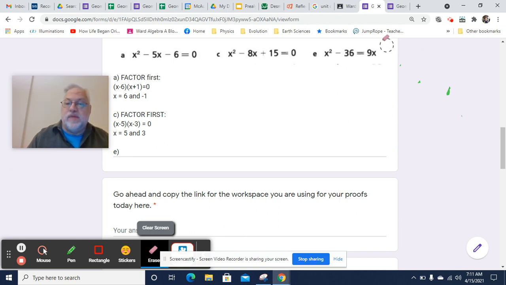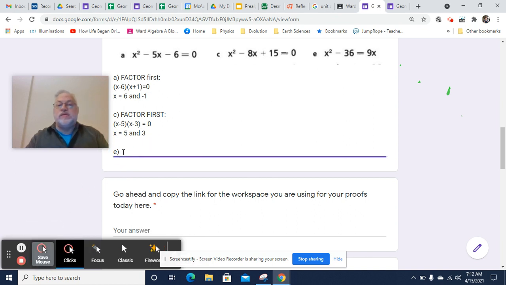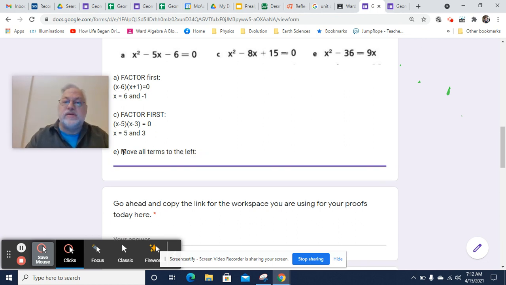But that wouldn't help us much because then that equals 9x. What we really need to do is move this 9x over. To do that, we need to subtract 9x from both sides. So move all terms to the left. So subtract 9x. You can't just move it. You have to subtract it. Subtract 9x from both sides. You make the right side equal to 0 is what we're doing.